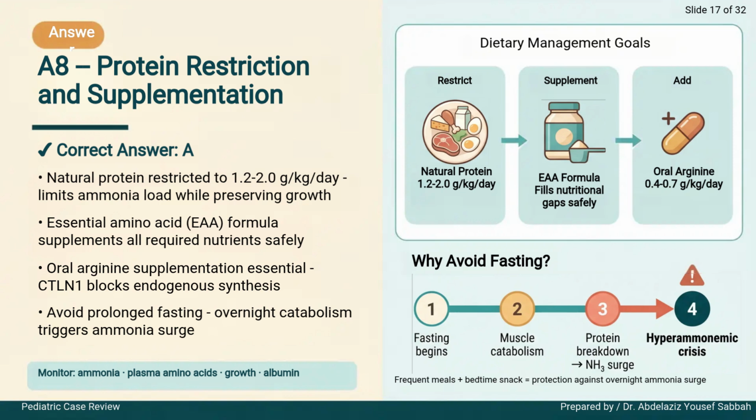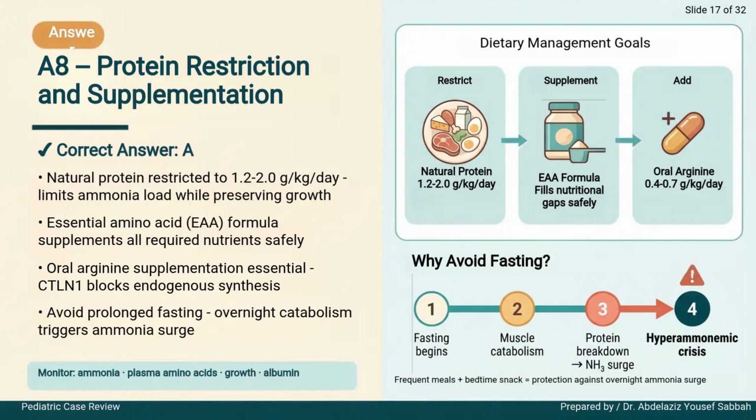This limits the ammonia load while still preserving enough protein for normal growth. An essential amino acid formula then fills the remaining nutritional gaps safely. Oral arginine supplementation is essential because citrullinemia type 1 blocks the body's own arginine synthesis.